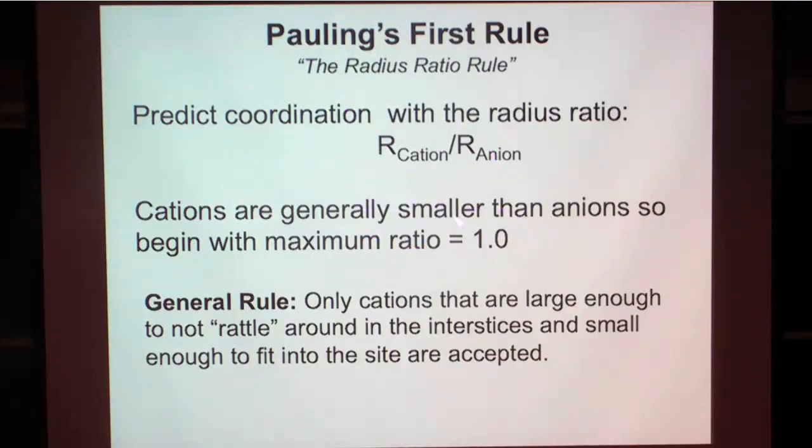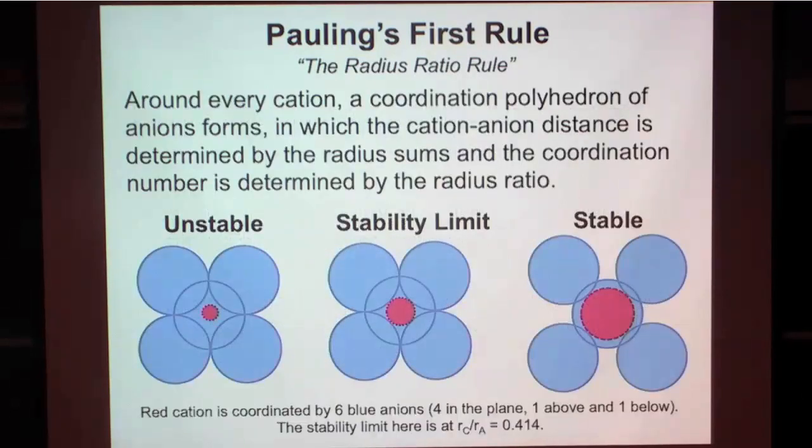The radius ratio argument is that the cations are generally smaller than the anions, so we begin with this radius ratio of 1. But only cations that are large enough to not rattle around in the interstitials, but small enough to fit in. So it really does need to be a sweet spot of the size. Can't rattle too much. And so we have these schematic representations and then a more quantitative table later on.